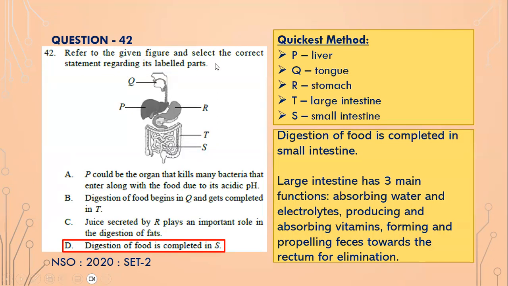Refer to the given figure and select the correct statement. So Q is tongue, P is liver, the second largest organ, R is stomach, T is large intestine, and this is small intestine. Which is the correct statement? Digestion of food occurs in the small intestine. It basically completes in the small intestine. And the large intestine has three main functions: absorbing water and electrolytes, producing and absorbing vitamins, and forming and propelling the feces towards the rectum for elimination. But the complete digestion of food occurs in the small intestine.